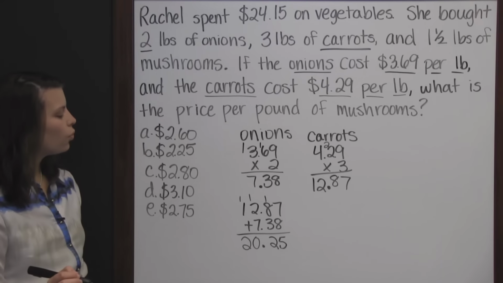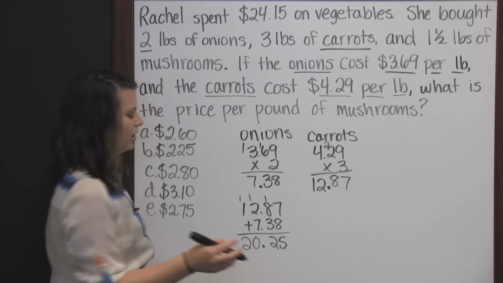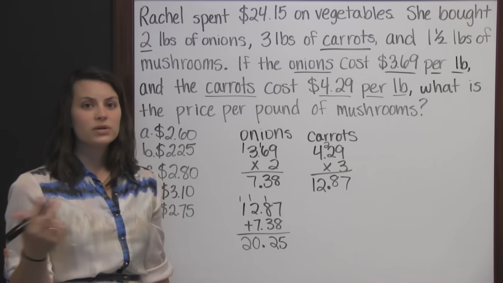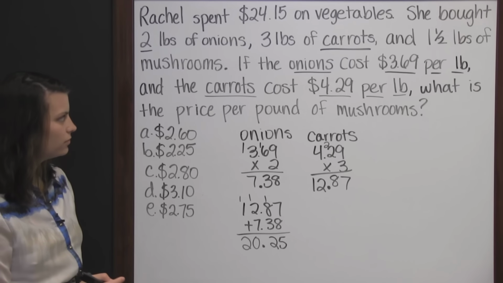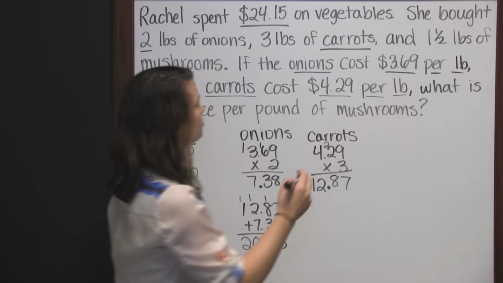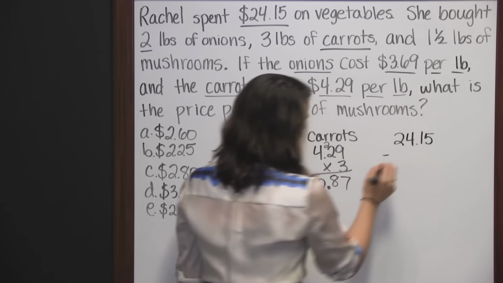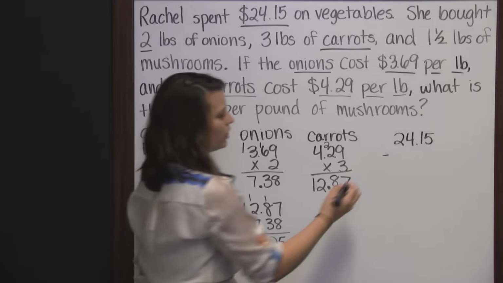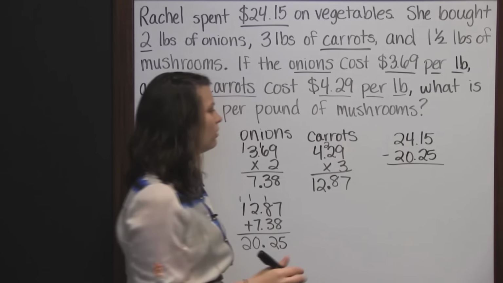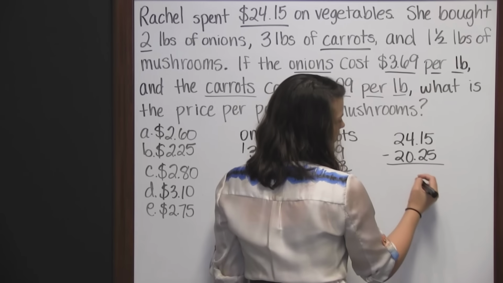So that means she spent $20.25 on the onions and carrots. And knowing that will help us find out what amount was left to be spent on the mushrooms. Since I know her total spent on all of the vegetables is $24.15, I can take that total and subtract $20.25, which was spent on onions and carrots, and what I'll have is the amount of money she spent on the mushrooms. So again, we line up our decimals.